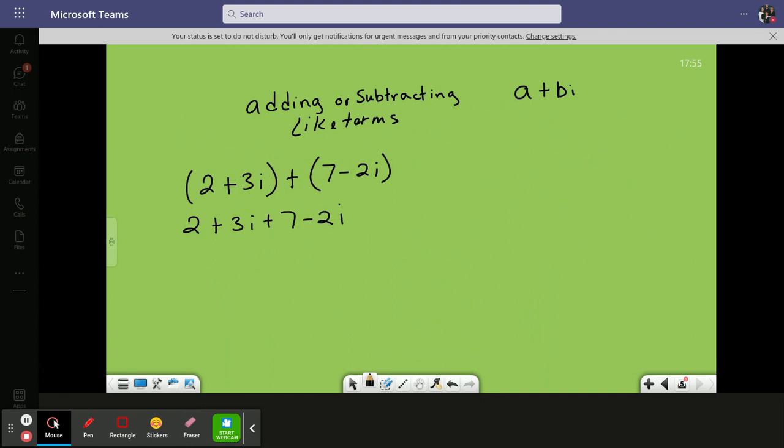Who are my like terms? 3i and 2i, that gives me, because that's a negative, so that gives me a 1i. What about 2 and 7? They're both positive. a plus bi. Okay, that's my answer right there. I'm not solving anything, I'm just simplifying.